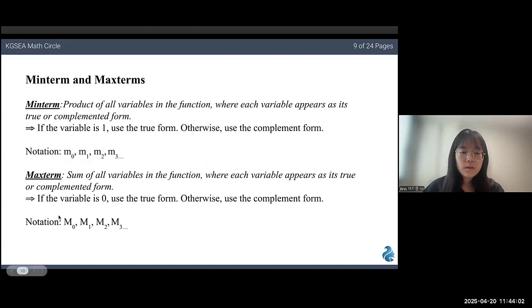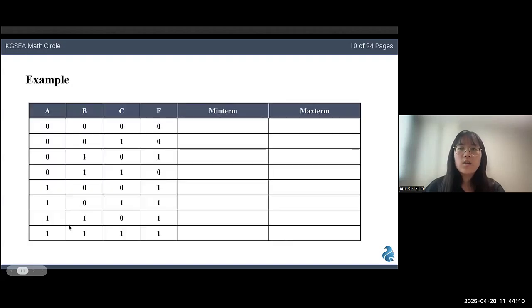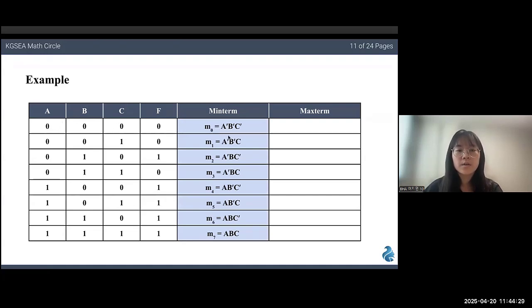And notation-wise, we denote max terms as capital M with its index noted in the subscript. Okay, since the description might be difficult to understand on its own, we'll look at some examples. So let's say we have a truth table here and a function value that returns these following outputs. To calculate the minterm, we would look at the values of A, B, and C and then multiply them together.